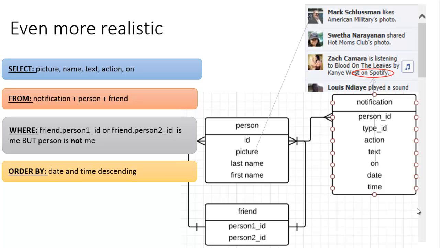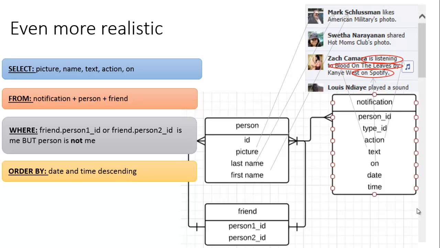Looking a little bit further, we still have the picture, we still have the last name, we still have the first name, and now we have an action. Zach Kamara is listening to something, to the text. Listening is an action. That's what they're doing. They're doing it on Spotify. Blood on the Leaves by Kanye West is the text.